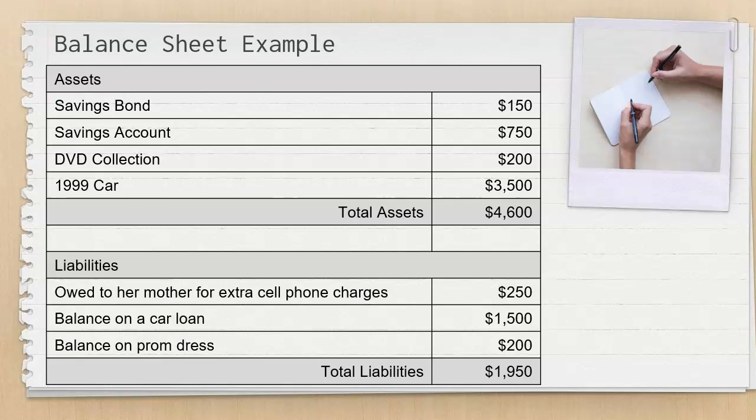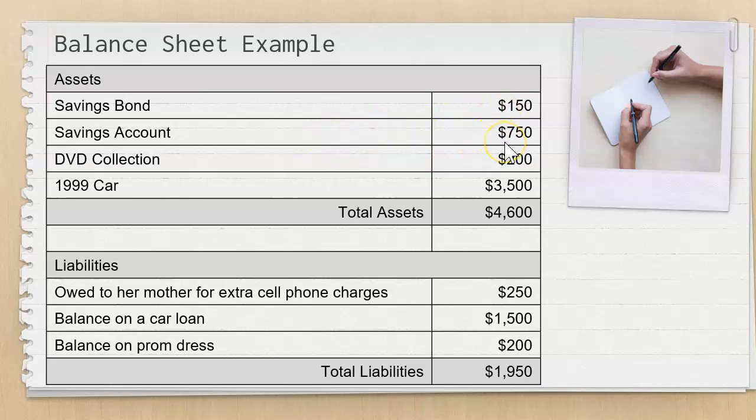Here we have an example of a balance sheet. The top half of the balance sheet, as you see here, contains all of our assets. These are the things of value that we have. The bottom half contains all of our liabilities. These are things that we might owe. They are debts.